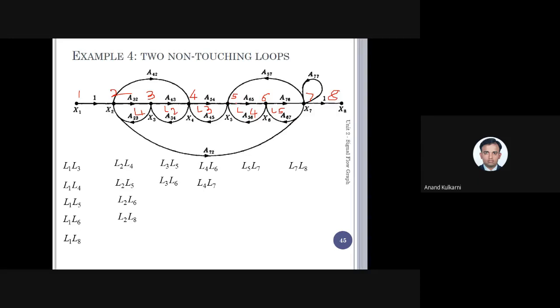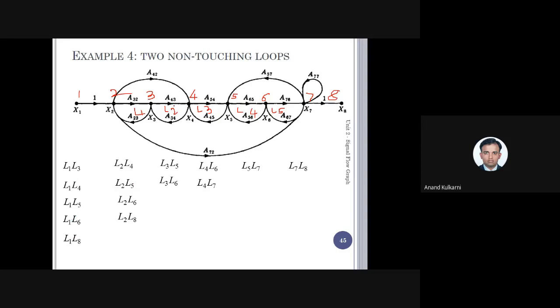Here it is 5 to 6, then 6 to 7 and 7 to 5. So this is our L8. If you see here, L1, L2, L3, L4, L5, L6, and L8 is also there. This one is L6, this is L7. So taking 2 loops at a time, we can find 1, 2, 3, 4, and 5 for L1.